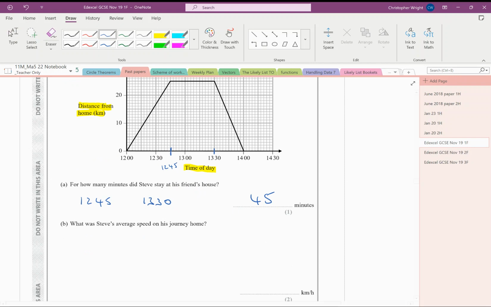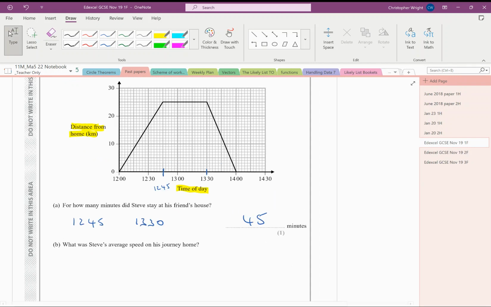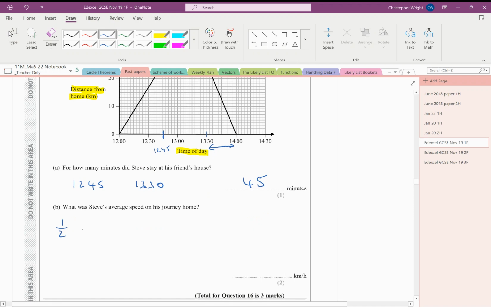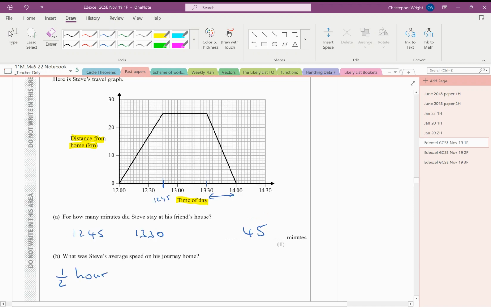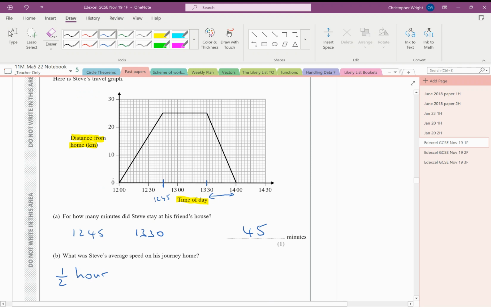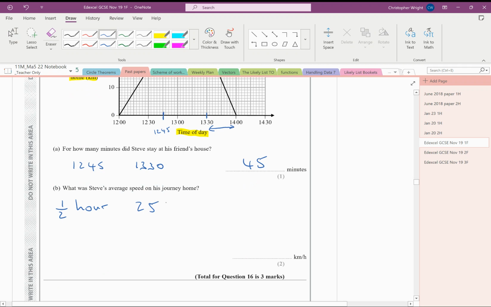What's Steve's average speed on his journey home? Here's his journey home. It starts at 1:30 and goes on until 2, so his journey home is half an hour. How far is his journey home? His friend's house is 25 kilometres away, so his journey home must have been 25 kilometres. He's travelled 25 kilometres in half an hour, so in 1 hour he must travel 50 kilometres. So his speed is 50 kilometres an hour.